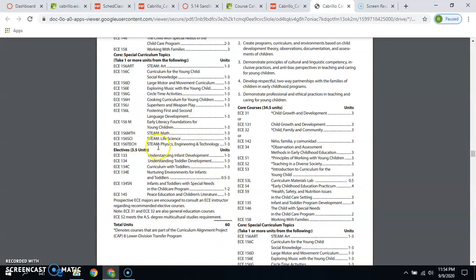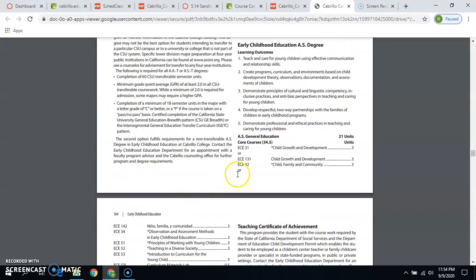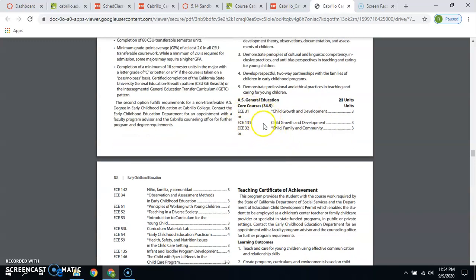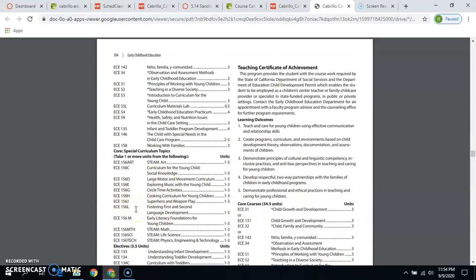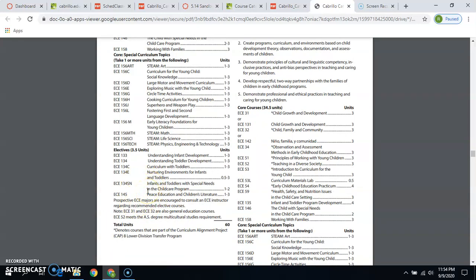Okay, so this right here, being an AS in ECE, is a perfect example of a degree that anybody can get into. There are no prerequisites. There are no specific or additional graduation requirements. It's simply doing your general ed, your 34 and a half units of core, your 1 unit of special curriculum topics, and 3.5 units of electives. And once the student has completed all that, and they've earned 60 units with a 2.0, they will simply get an Associate of Science in ECE.